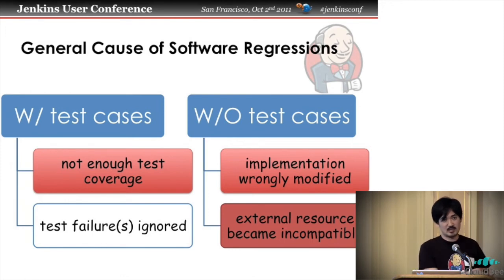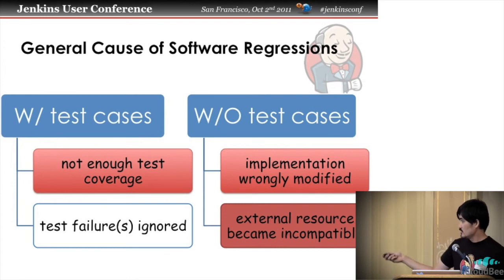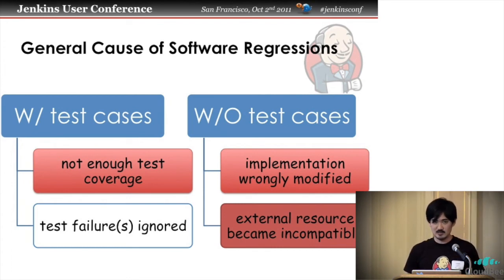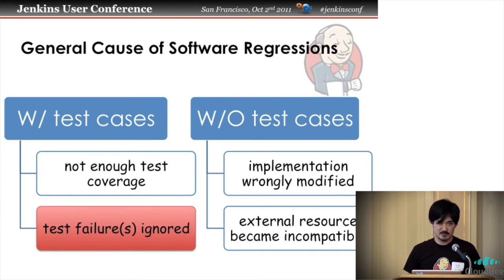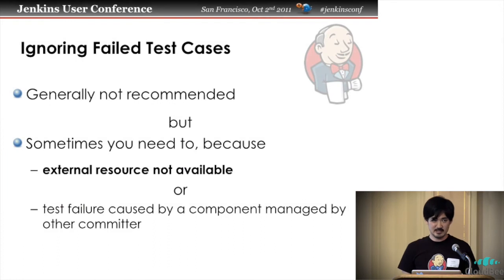When you didn't modify any source code, but you just upgraded other library, but it became incompatible, and you could introduce regression. So those three ones are very typical ones, and I'm not going to talk about that. But in my case, I ignored test failures. Why? It happens sometimes. And ignoring test failures is generally a bad idea, of course.